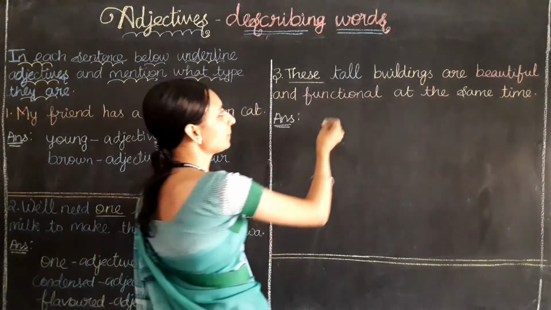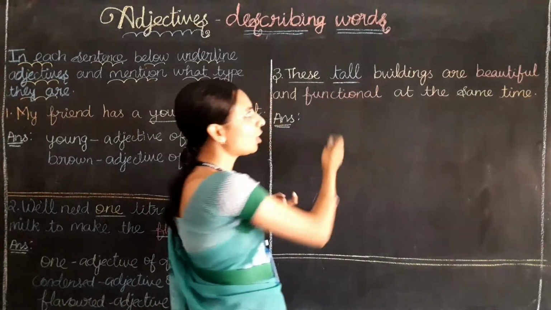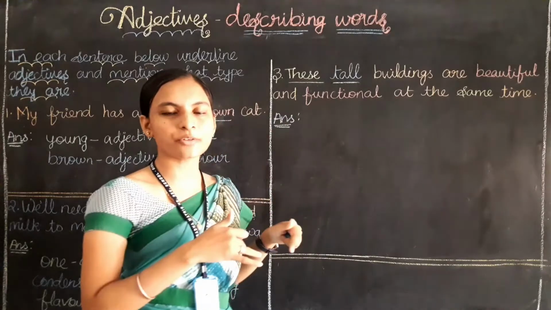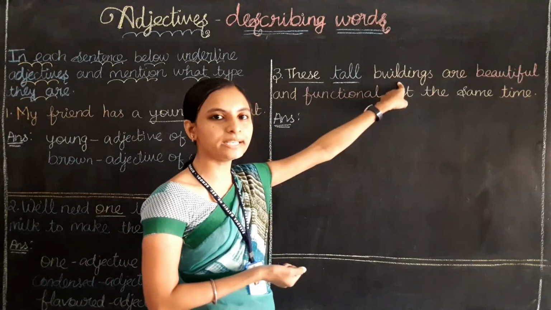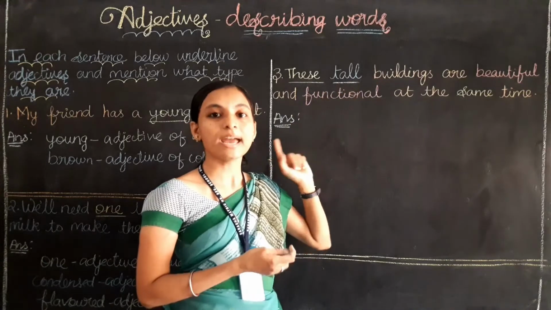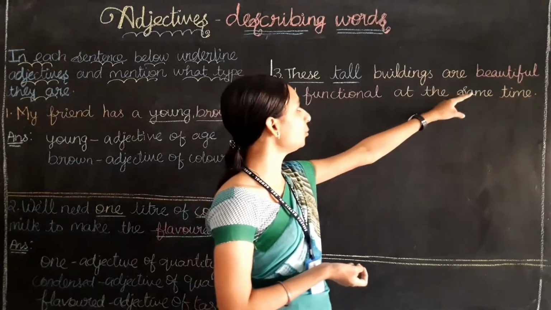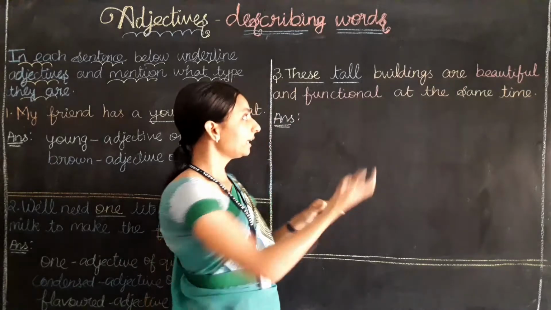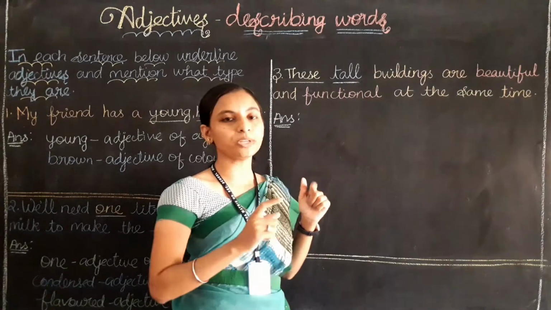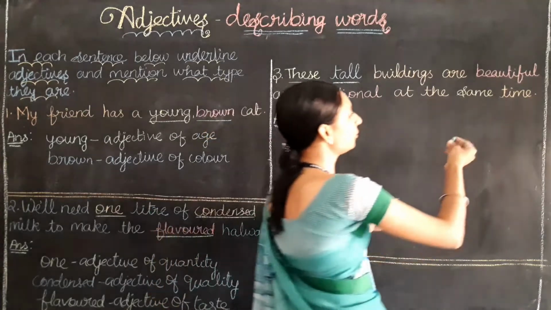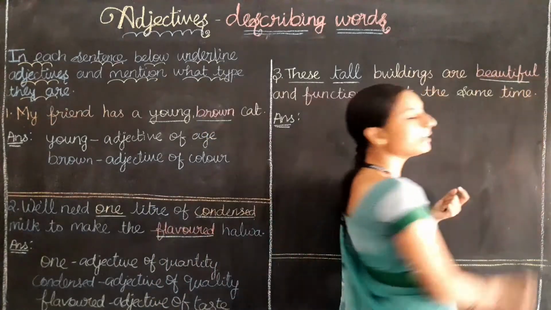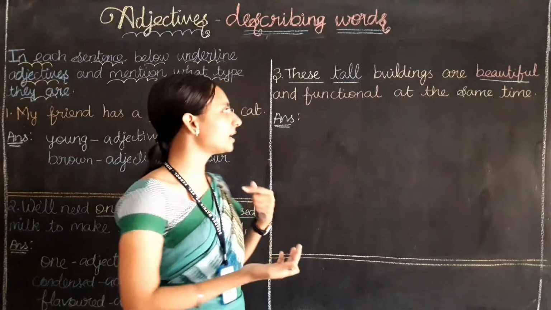What about tall? Tall talks about the size of the noun only, right? It talks about the size of this noun, that is building. So tall is also an adjective. And next, beautiful. It also describes this building only. This building is very beautiful. So beautiful is also an adjective.